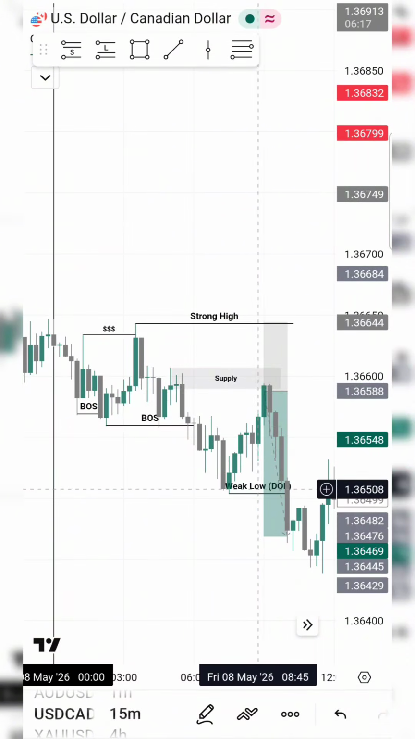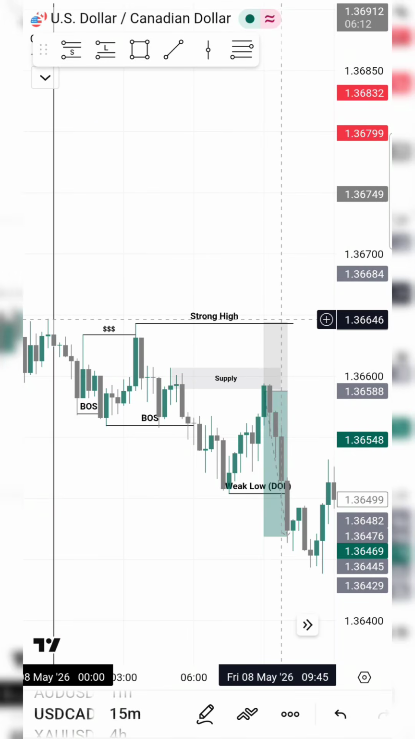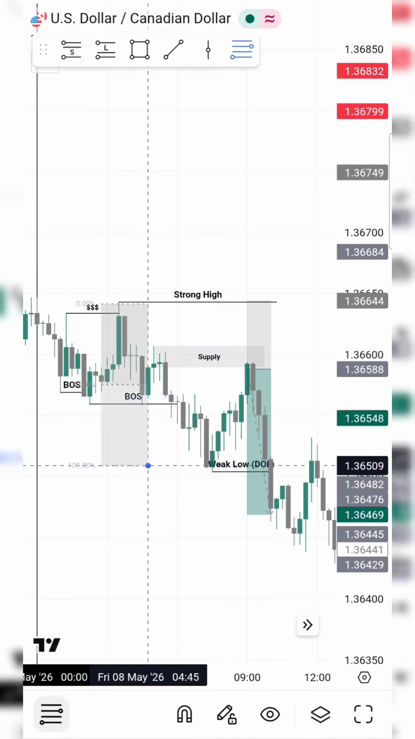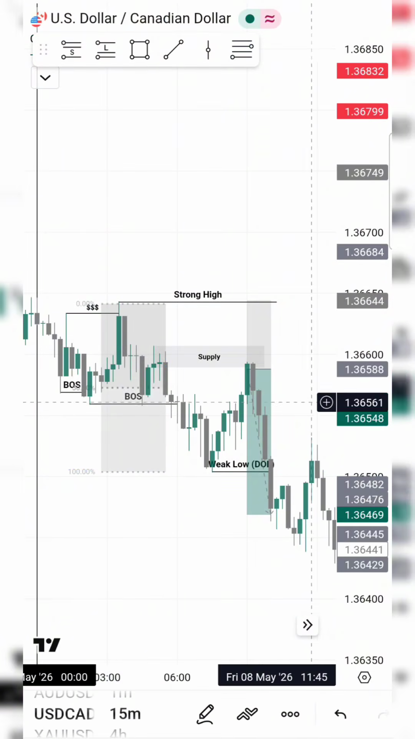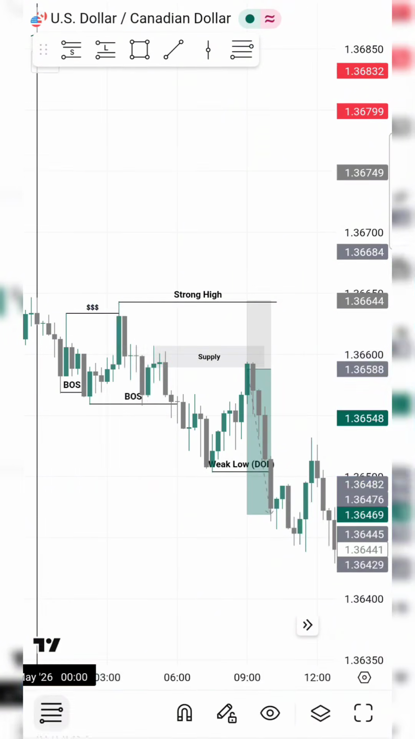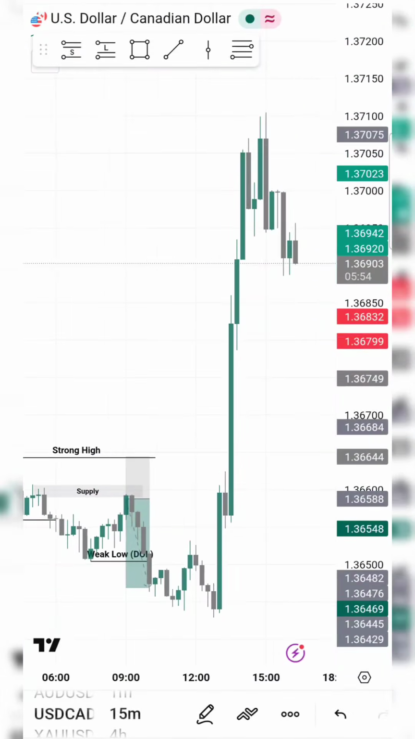Then the entry was there, the strong high was marked, and the stop loss was placed above the strong high. If you mark out with fib, you'll see that the supply zone was before the 50% level, so it is a valid trade. So that's how it went, and luckily we got out before this large impulsive move.